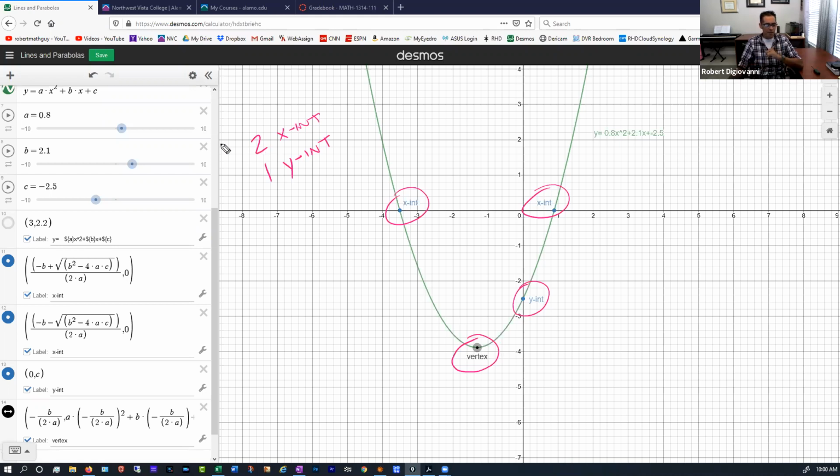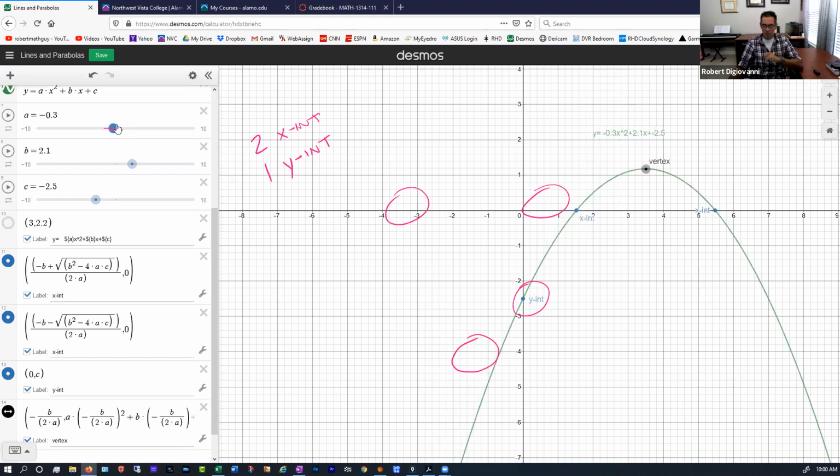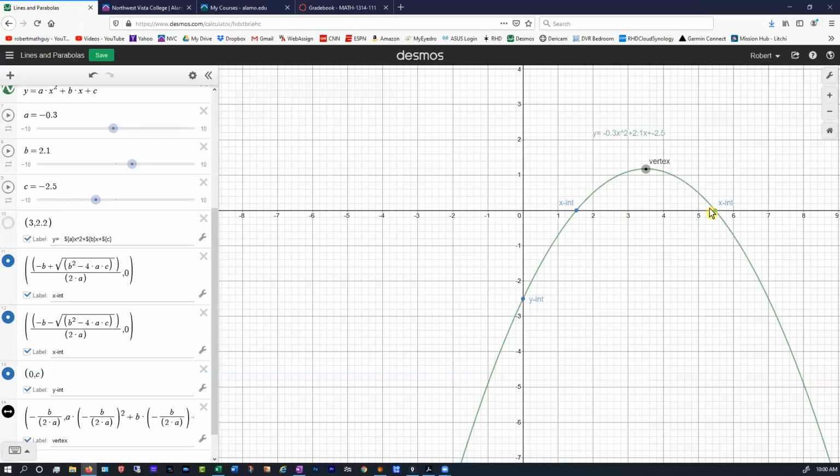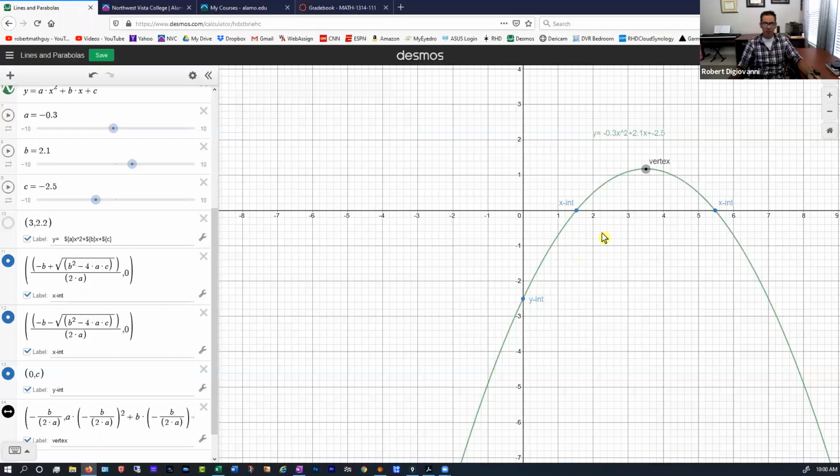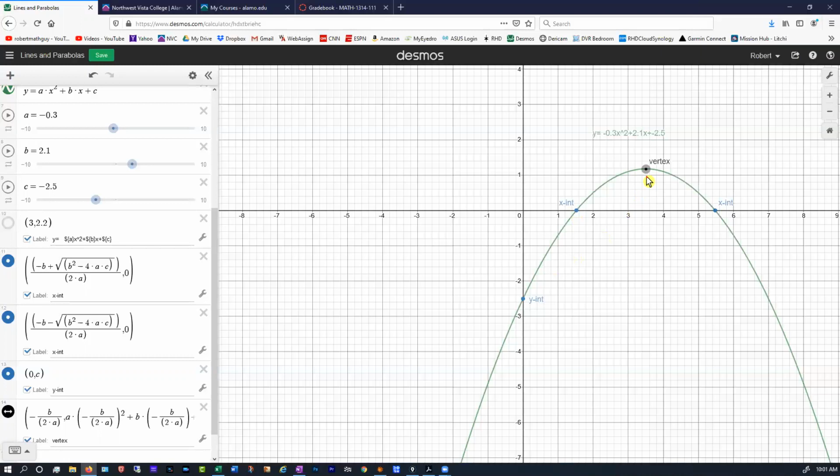Now, I'm gonna mess you up now. What if our parabola went that way? So look at this. Do we still have 2 X-intercepts? Yes. Do we still have a Y-intercept? Yes. We have a vertex. Is the vertex the lowest point on the graph? No, now it's the highest point.